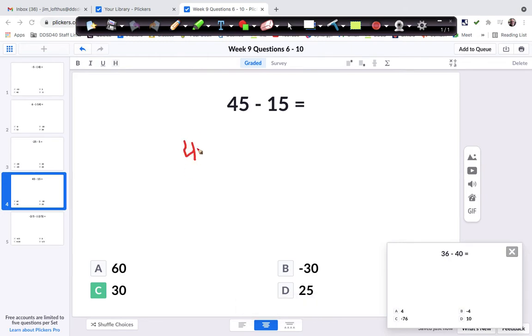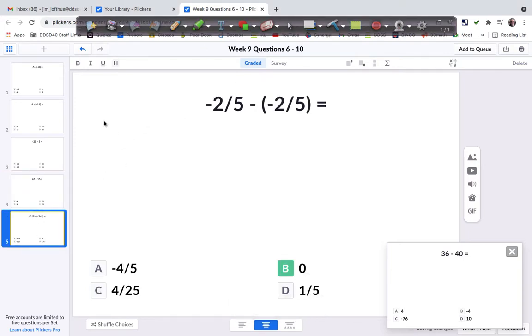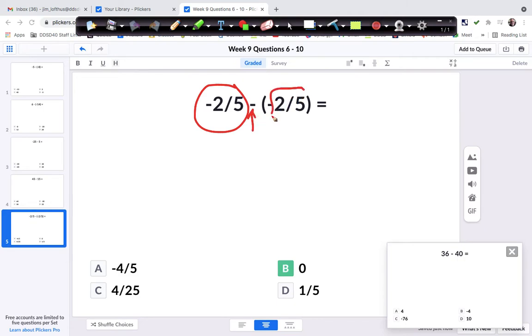$45 minus 15 is 30. And this one is negative 2/5 subtract negative 2/5. So anytime we subtract the same exact amount, it would be the same as 5 minus 5 or 2 minus 2. It's equal to 0. Okay, that was one of the quizzes that we took.